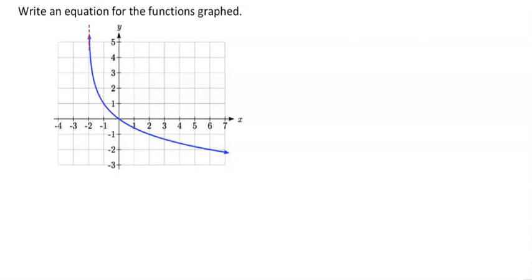On this graph, we have a vertical asymptote at the line x equals -2. This is telling us that our graph has shifted over 2 units to the left. I'm also going to look for a couple of key points that I can use on my graph. I'm looking for two nice integer points that I can work with. I'm going to use the points (-1, 1) and (2, -1).